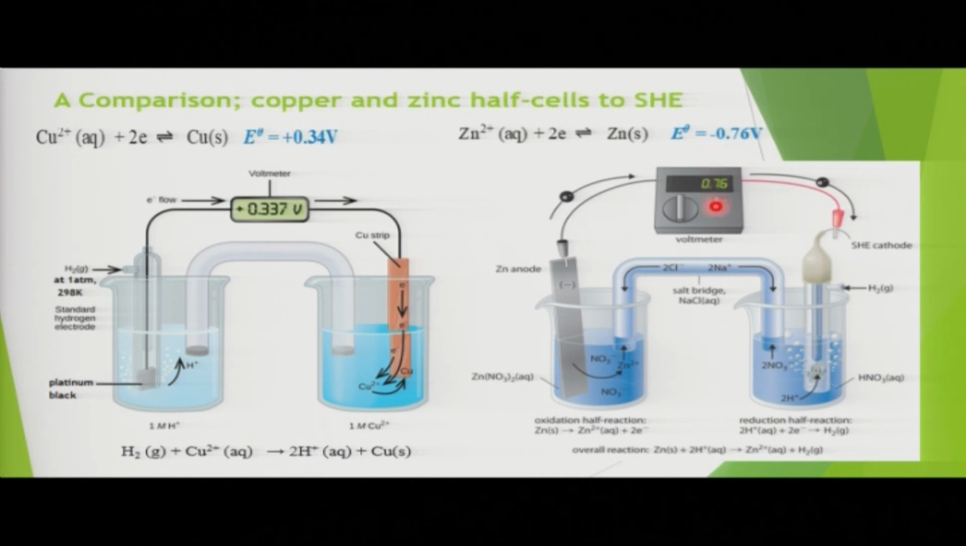So the voltmeter reads you the exact 0.76 because zinc is losing electrons to the SHE, instead of the SHE losing electrons to zinc. So that is what this negative implies, simple. It means this half cell is losing electrons to the SHE. And the positive implies this half cell is gaining electrons from the SHE. You see the illustration is clear there.